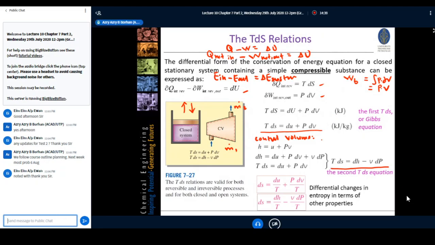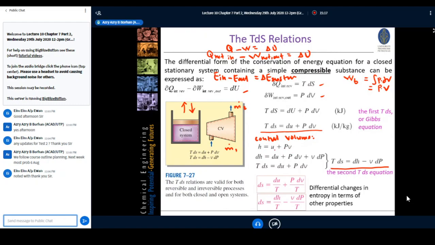Now, the second TdS, we can obtain by again performing an energy balance, but this time you consider a control volume or open system, right? So if you have a control volume or open system, we know that we have mass flowing into and mass flowing out of the system. This is the additional mechanism of heat transfer into and out. So from there, when you summarize, you actually have H equals U plus P V.